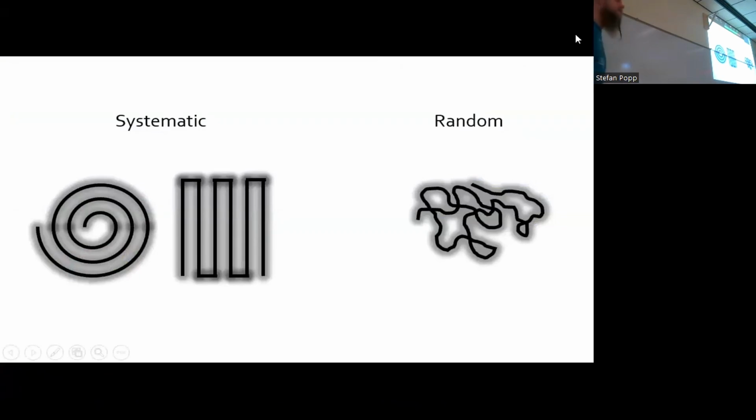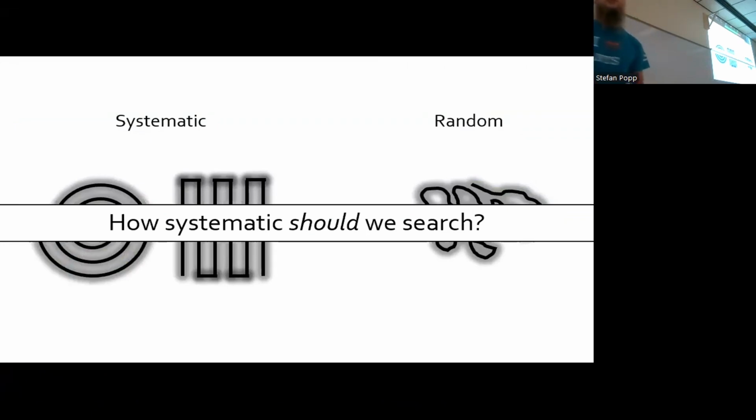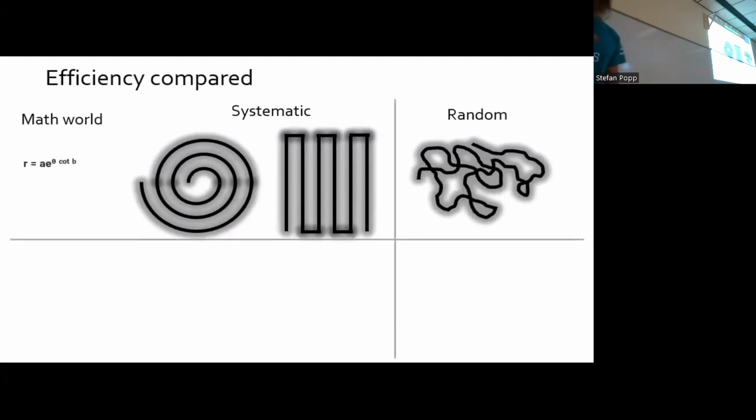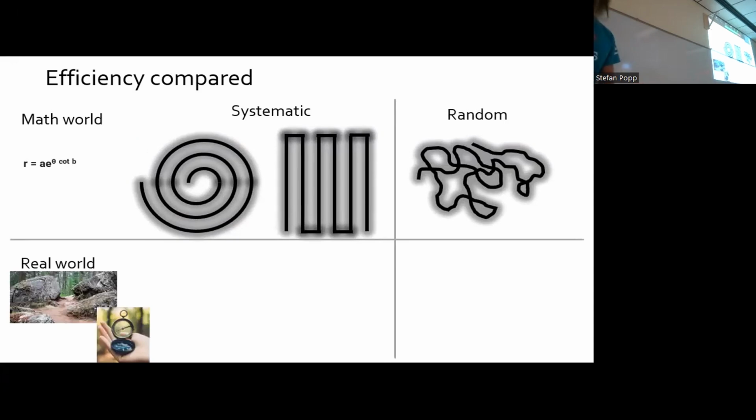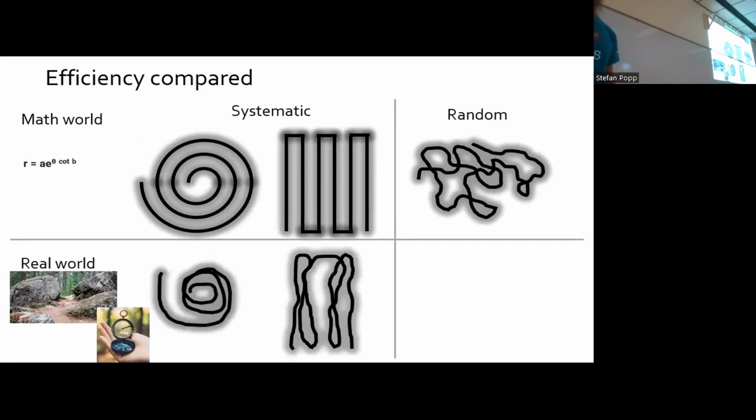Now, I want to go over these 2 different ways of covering an area in a search. One is the systematic that we just heard about, and the other one is a random walk. So the question is, how systematic should we actually search in a real world scenario? That is because in the mathematically ideal world, it's clear that we should search in a systematic pattern, because in a random walk, you're always covering the same areas twice where you have already searched and you know that there is nothing. But in the real world, where you also have to contend with navigational noise or noise in your locomotion, or also obstacles in the way, that scenario becomes very different.